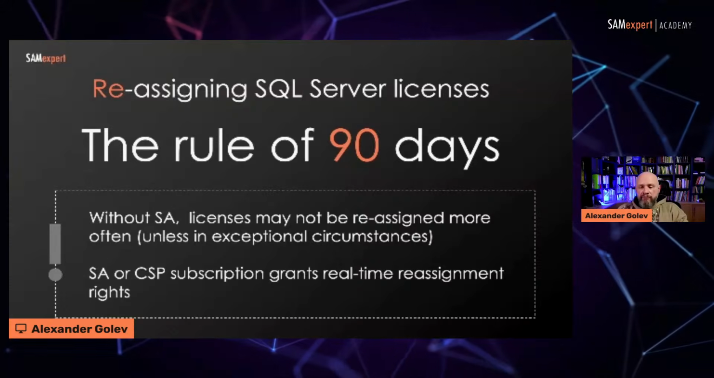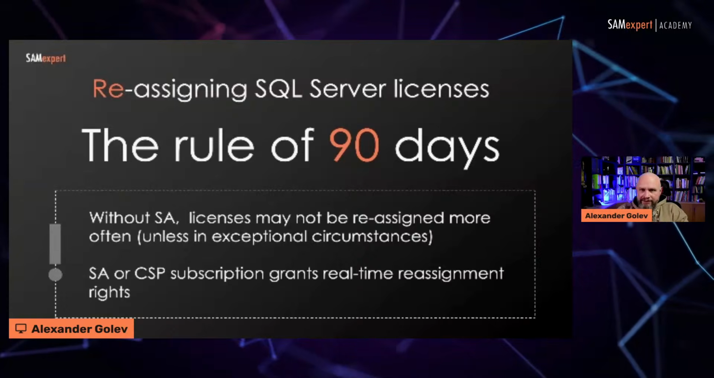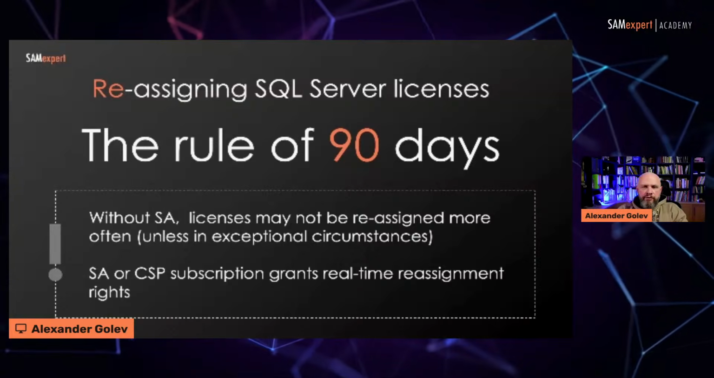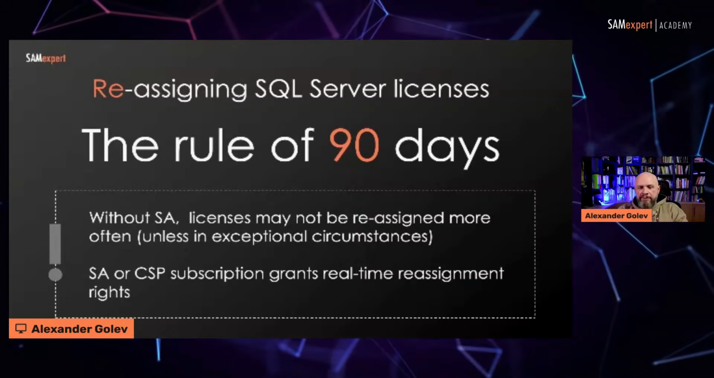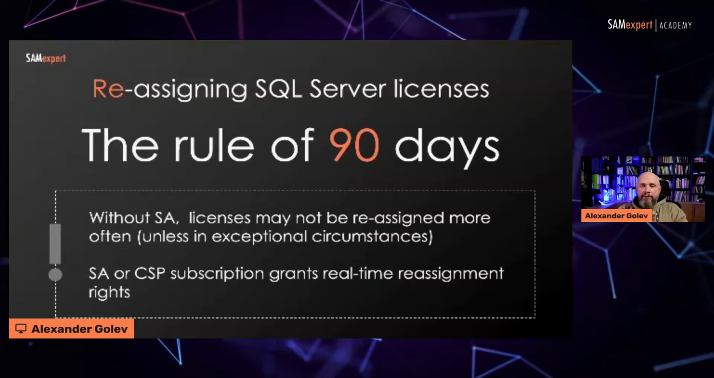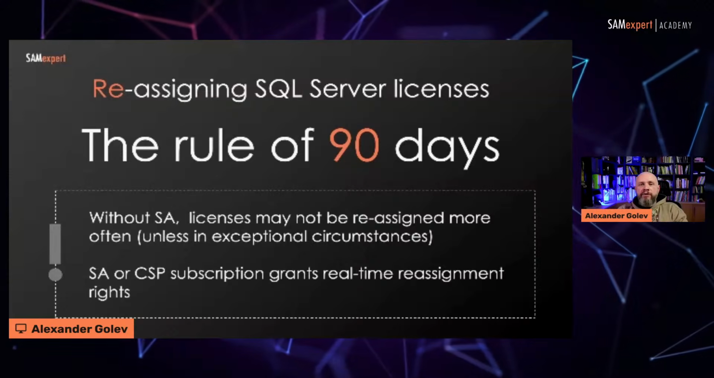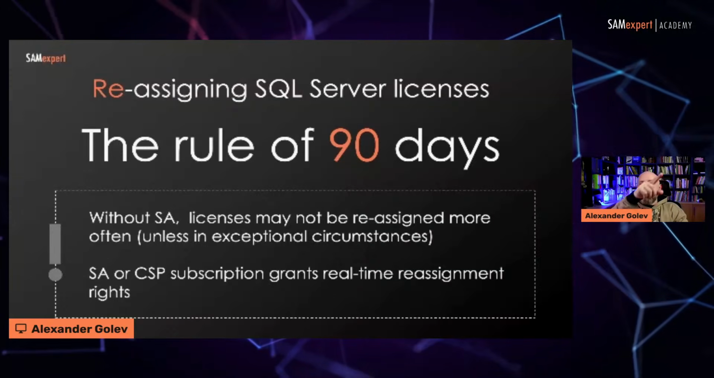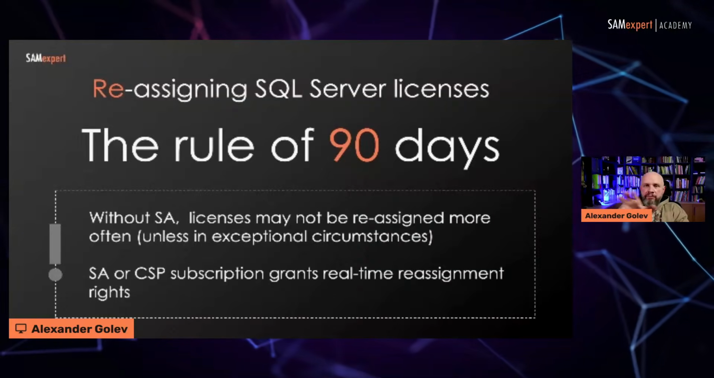So if you use SQL Server, here's a practical advice. If you use SQL Server in virtual clusters with multiple hosts, assume, unless you know what you're doing and you use host affinity or something like it, assume that you require software assurance. Especially now with SQL Server 2022, where standard may not be assigned to virtual machines without software assurance anyway. And when you have software assurance or CSP subscription, then this rule of 90 days does not apply. Then the license may travel with the virtual machines all over the place.